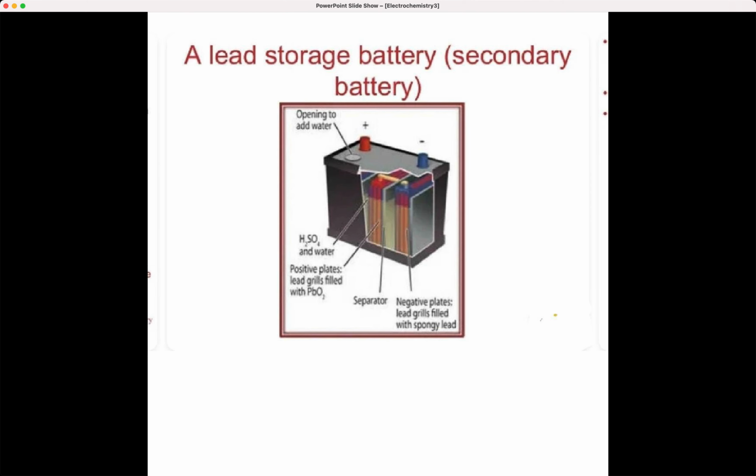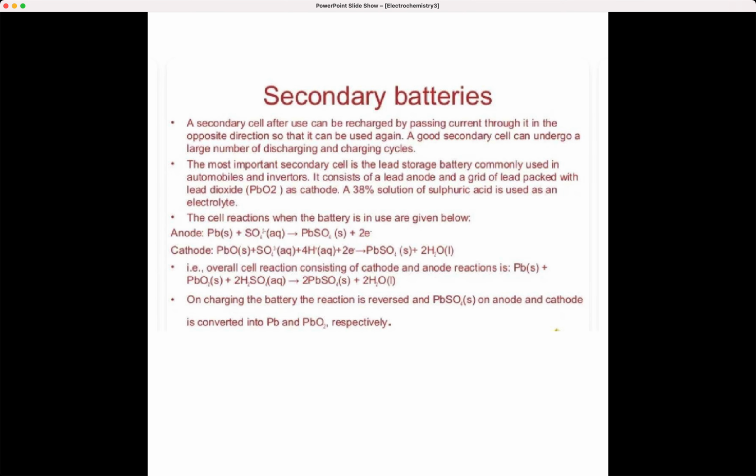You have to be very familiar with this diagram. And a secondary cell, after use, the most important part of it is that you can recharge it again by passing current through it in the opposite direction so that it can be used again. So a good secondary cell can undergo a large number of discharging and charging cycles. The most important secondary cell is the lead storage battery. We commonly use it in automobiles and inverters, and it mostly contains a lead anode and a grid of lead packed with lead dioxide as cathode, and a 38% solution of sulfuric acid is used as electrolyte.